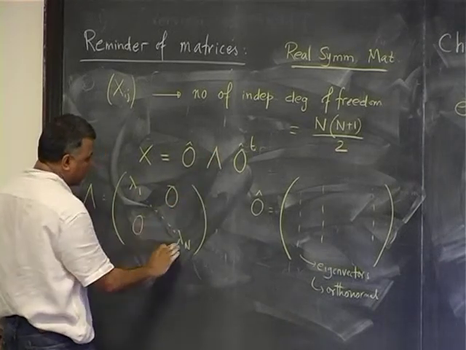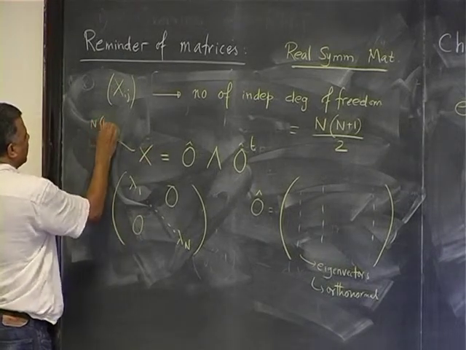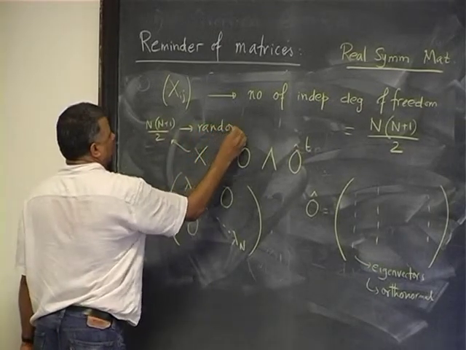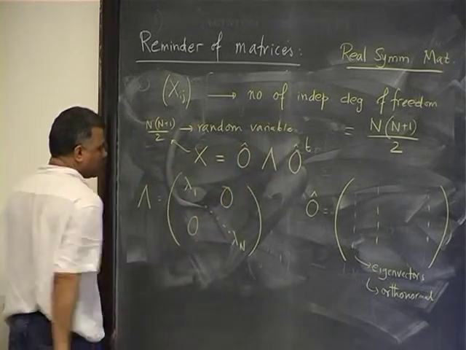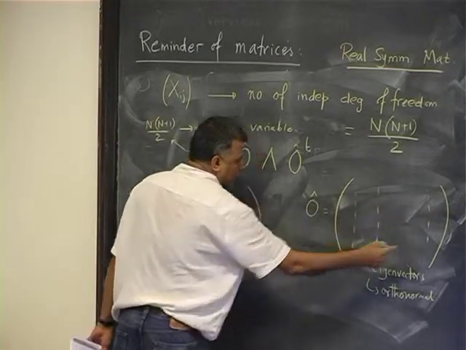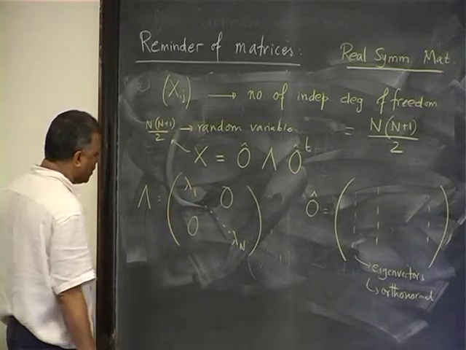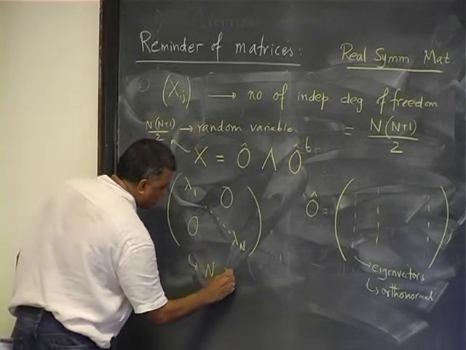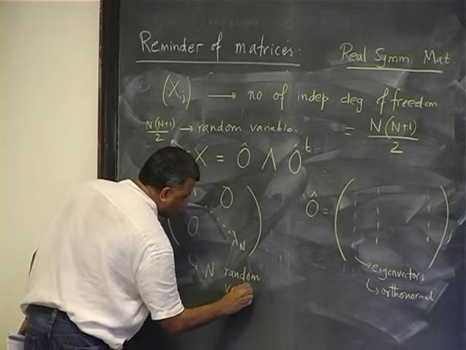different degrees of freedom. So here I had n into n plus 1 over 2 random variables. I make a change of variable by this relation. So now these are random variables and these are also random variables. It's just a change of variable. I'm going from one set of degrees of freedom to another set of degrees of freedom. So how many random variables are here? Here I have n random variables, which are just the eigenvalues.